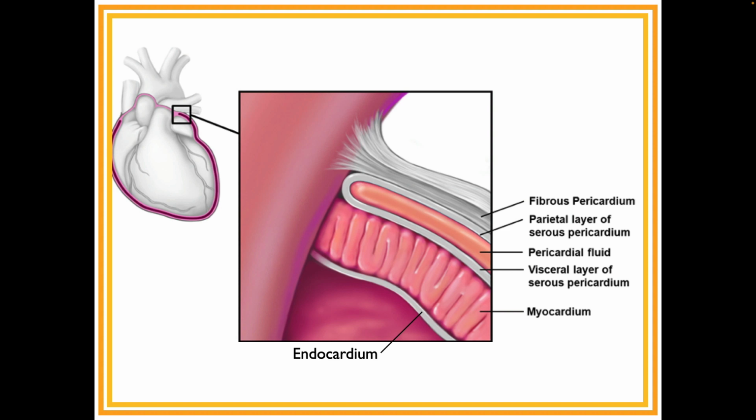Remember, this is a double layered something with fluid inside, okay? That's what we mean by a serous pericardium or serous layer. The visceral layer is on the inside, the parietal layer on the outside, and inside is pericardial fluid. On the outside is this fibrous layer for protection.